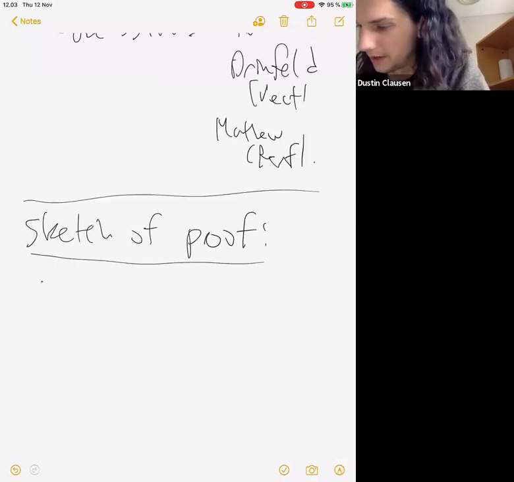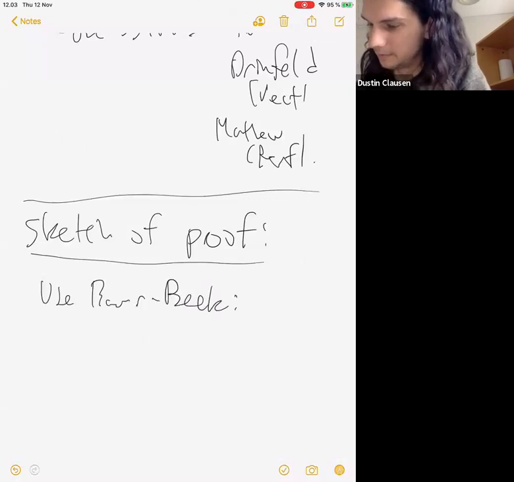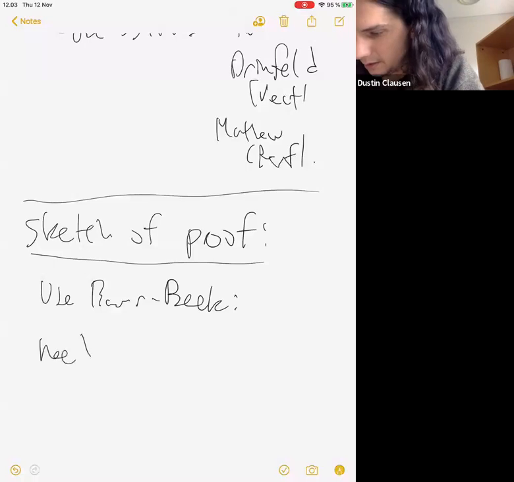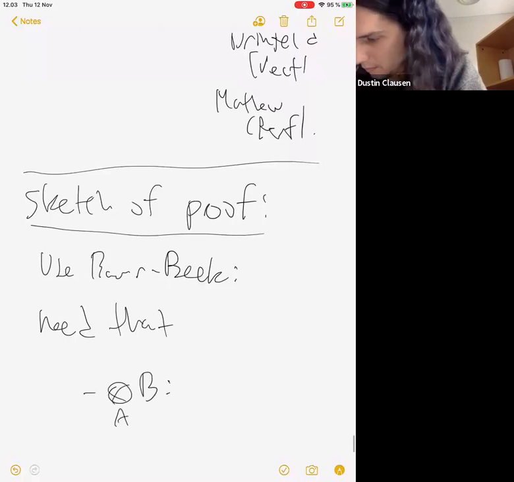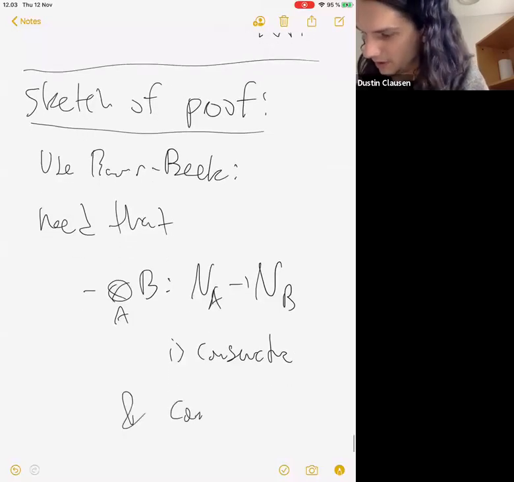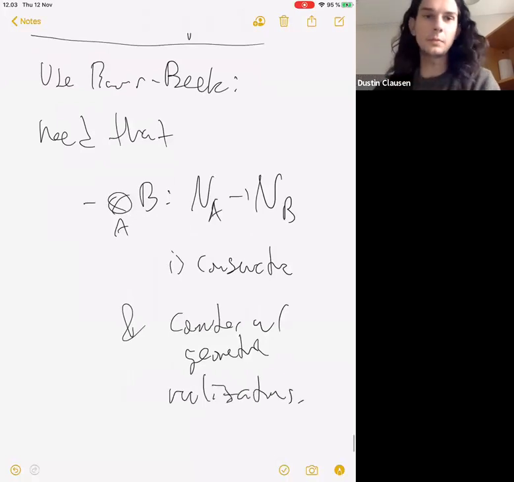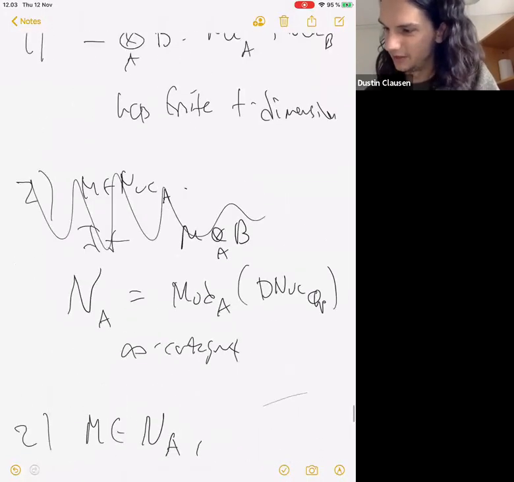So you use this general Bar-Beck criterion. So you need that this is conservative, and say commutes with geometric realizations. And the conservativity is not too difficult to prove using the second hypothesis, and maybe actually the first hypothesis as well.